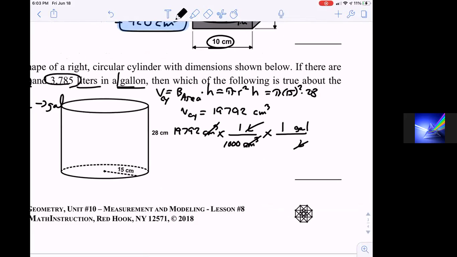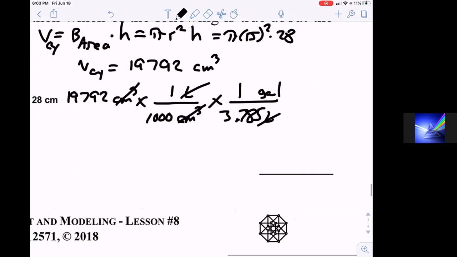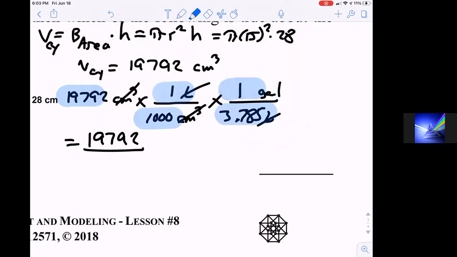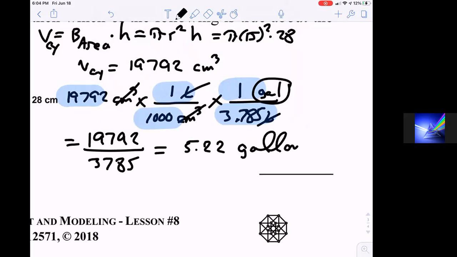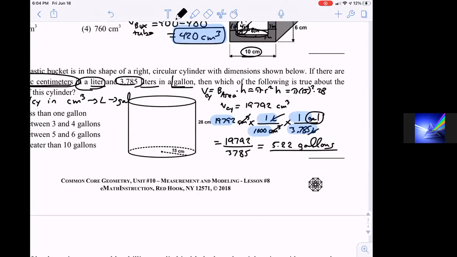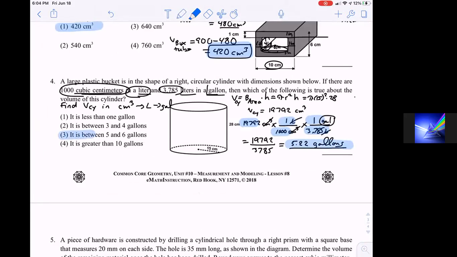Next to liters, we have 3.785, right? And so the math kind of takes care of itself. Here's what we're doing. We're going 19,792 times 1 is 19,792. And then on the bottom, you're going 1,000 times 3.785, which is 3,785. Notice all the units canceled except for gallons. When you divide these two, you get 5.22 gallons. Now, that falls between 5 and 6 gallons.